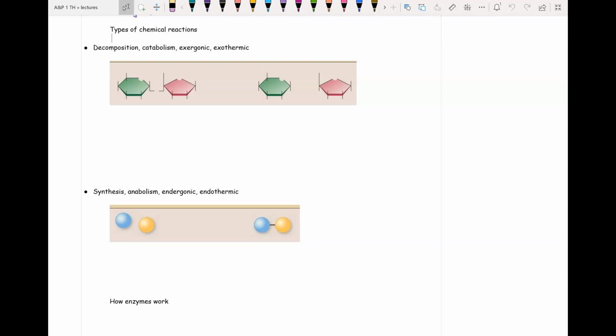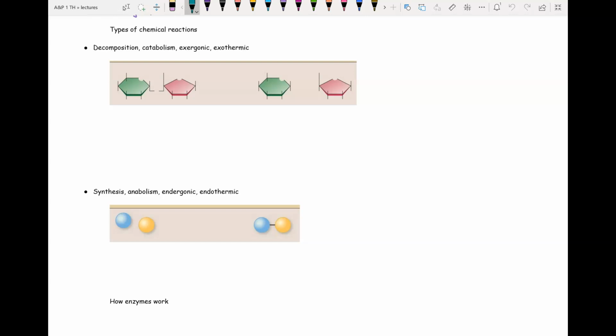Now let's look at some types of chemical reactions. We have some overlapping terms here, different terms that can be applied to the same reaction. So you already learned about hydrolysis and dehydration synthesis. Remember, that was with the You Are What You Eat lesson. You also know about polymers and monomers.